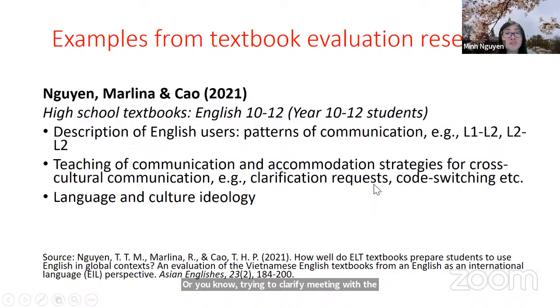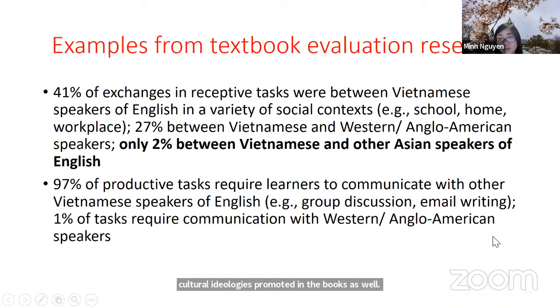And we're also looking at language ideologies and cultural ideologies promoted in the books as well. And this is what we found. Okay, so we found that 41% of the exchanges in the receptive tasks were between Vietnamese speakers of English in a variety of social contexts, for example, school, home, and workplace. 27% were between Vietnamese and Western or Anglo-American speakers, and only 2% were between Vietnamese and other Asian speakers of English.